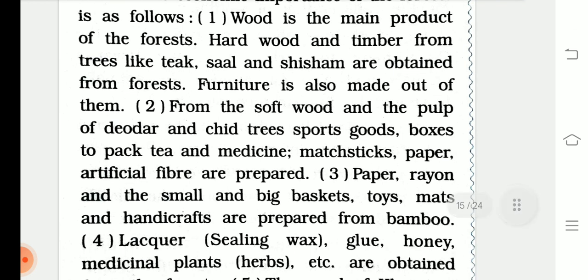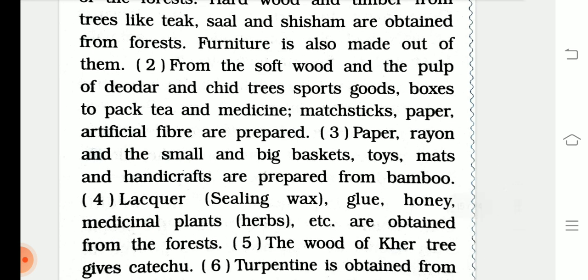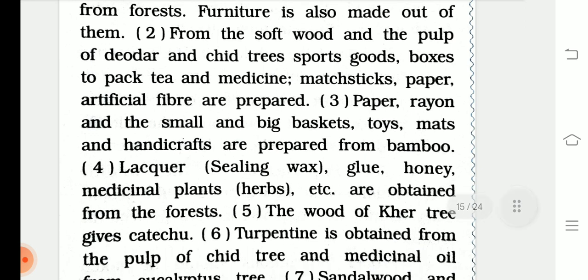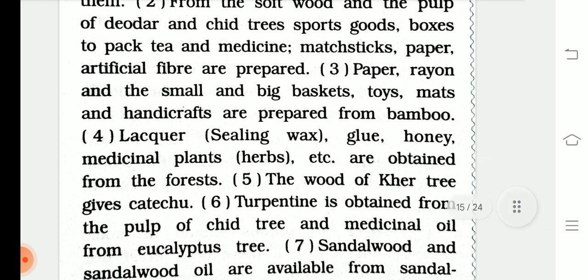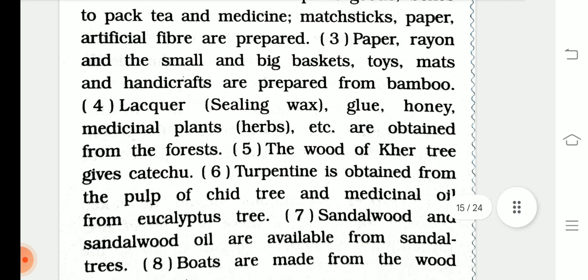From the softwood of the pine, deodar and chir trees, sports goods, boxes to pack tea and medicines, matchsticks, paper and artificial fibers are prepared. Paper, rayon, small and big baskets, toys, mats and handicrafts are prepared from bamboo. Lacquer, glue, honey, medicinal plants, etc. are obtained from the forest.